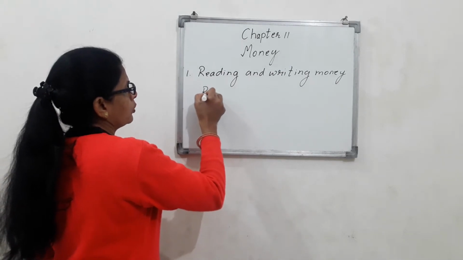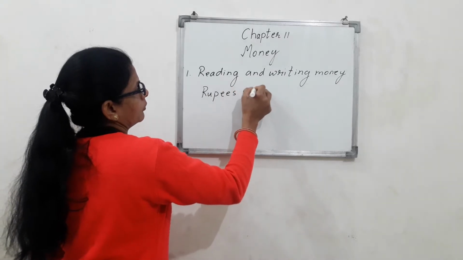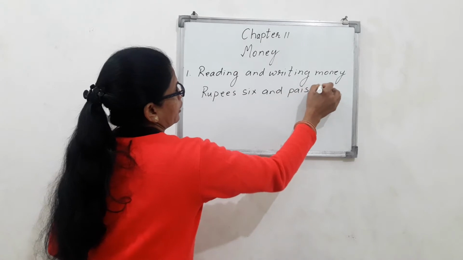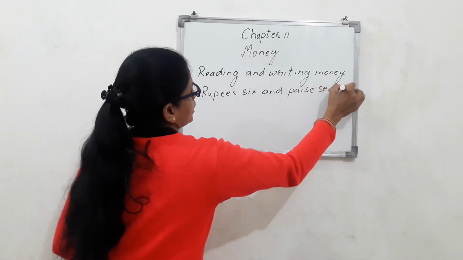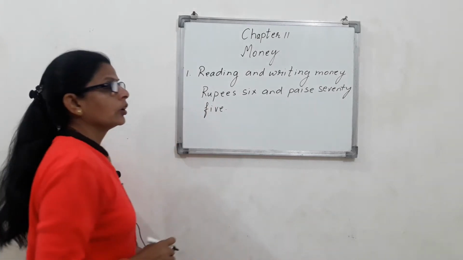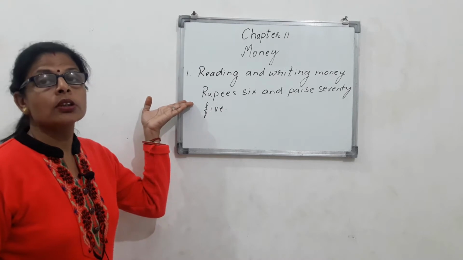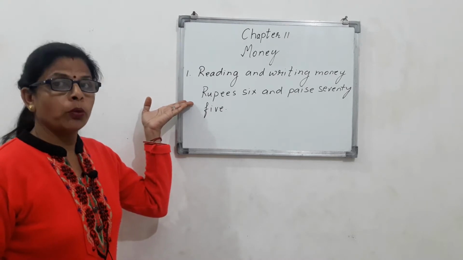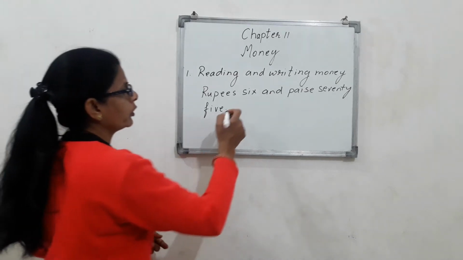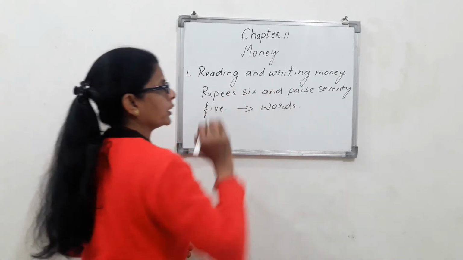6 rupees, 6, and paisa 75. 6 rupees 75 paisa. Right? When we write in this form, this is called in words. We are writing the money in words. This is a word form.